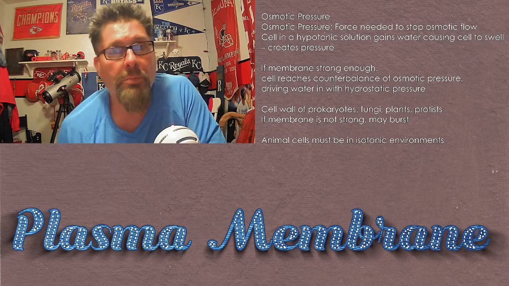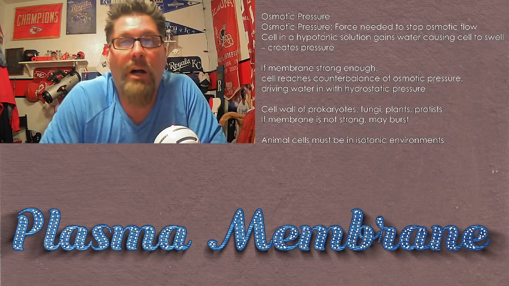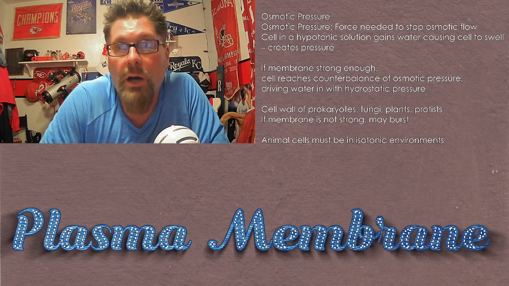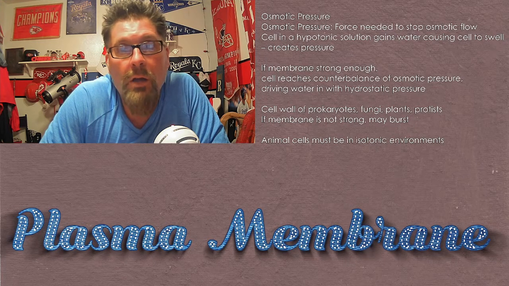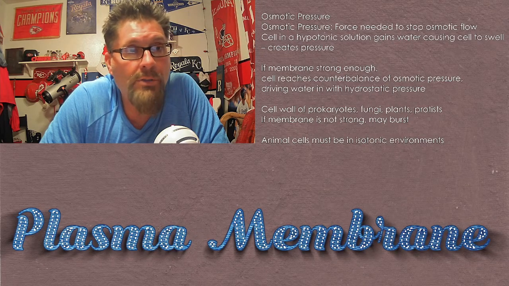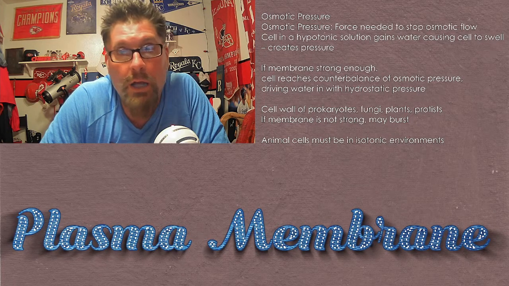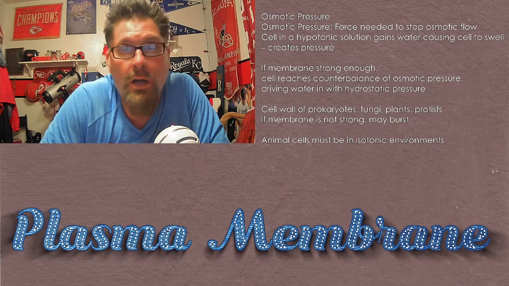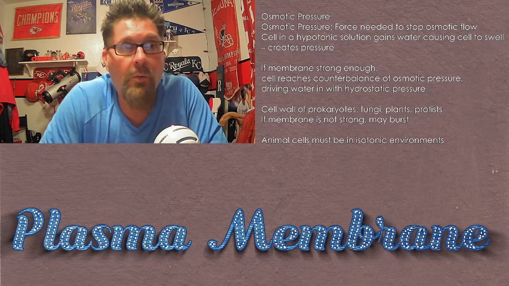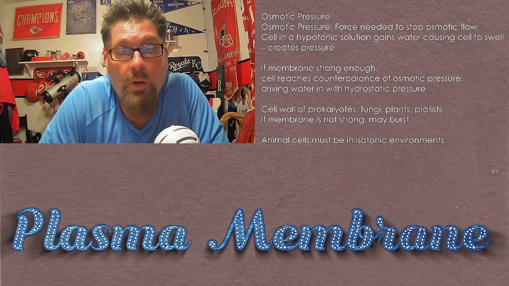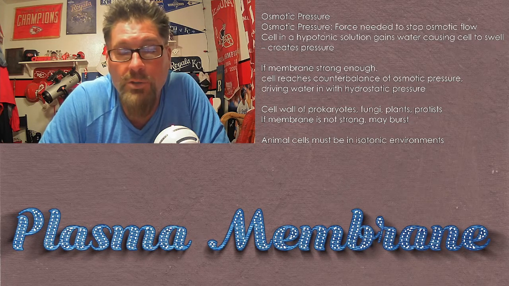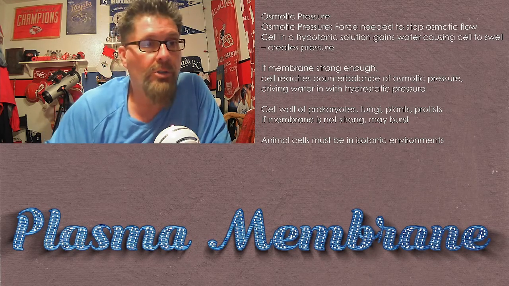Okay, that turgor pressure that we just spoke about comes about from osmotic pressure, or pressure created by osmosis. Cells in a hypotonic solution swell, which creates pressure. And if the membrane is strong enough, as we see with plant cells, then it can handle that. But animal cells, like ours, cannot handle that. We've got to be in an isotonic situation, or it's just going to end badly for us. So that's why the doctors and the medical field take such big precautions on that.